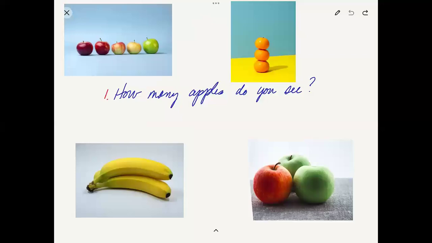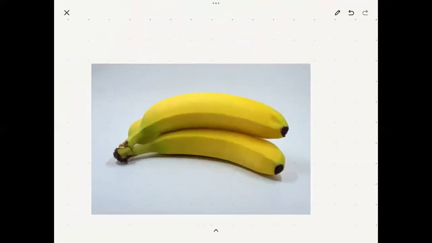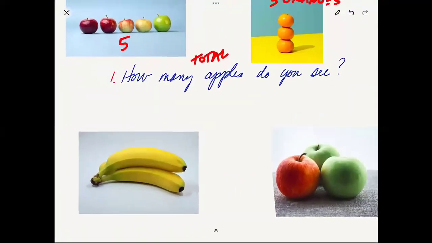On my screen, you can see there's a bunch of fruit. We have some apples, we have some oranges, we have some bananas, and we have more apples. If I were to ask you, how many total apples do you see on my screen? Well, there's 5 apples here. There's 3 oranges here. This has actually 3 bananas. It's kind of hard to see, but there's a third one in the back there, so there's 3 bananas.